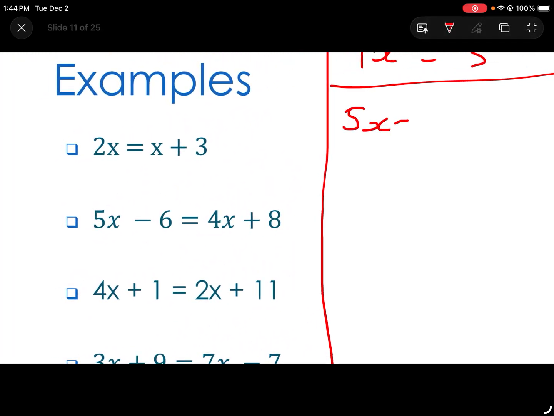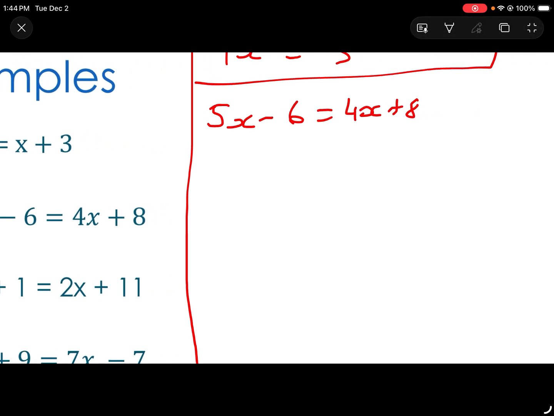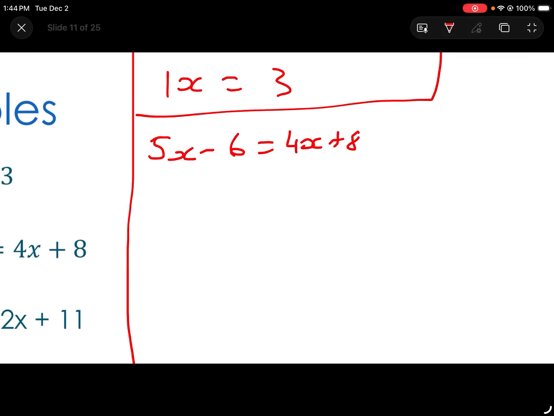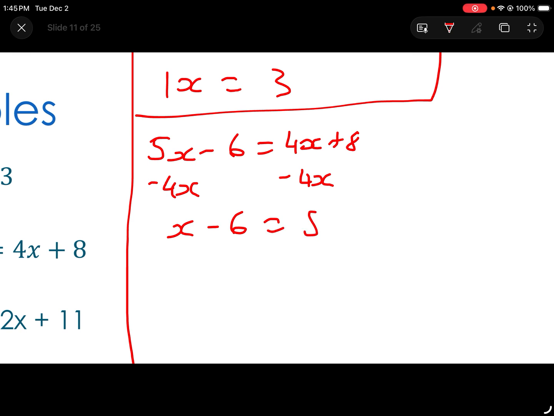Next one. 5x minus 6 equals 4x plus 8. Notice the x's on both sides. Don't like the unknowns on both sides. Pick the side that weighs the least, 5 of something or 4 of something. Hope you agree it's 4 of something. So let's take away 4x from both sides. That gets me x take away 6 equals 8. And then what's happening to x? It's being subtracted by 6. So let's add the 6. And that gets me x equals 14. Cool.